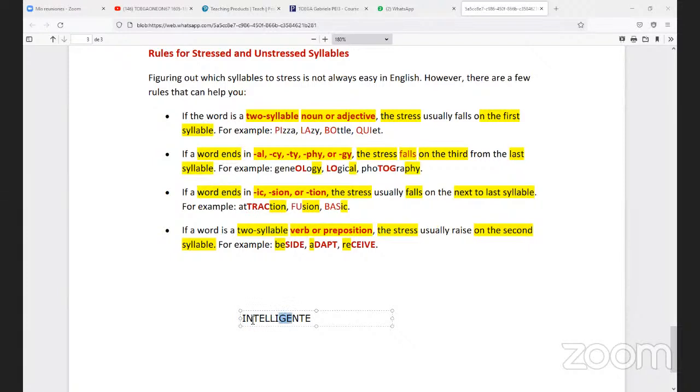sorry, in Spanish, inteligente, right? So, gen, y aquí te. So, in Spanish, we separate by this. But in English, we can separate like this. For example, intelligent. We are going to separate in this way.